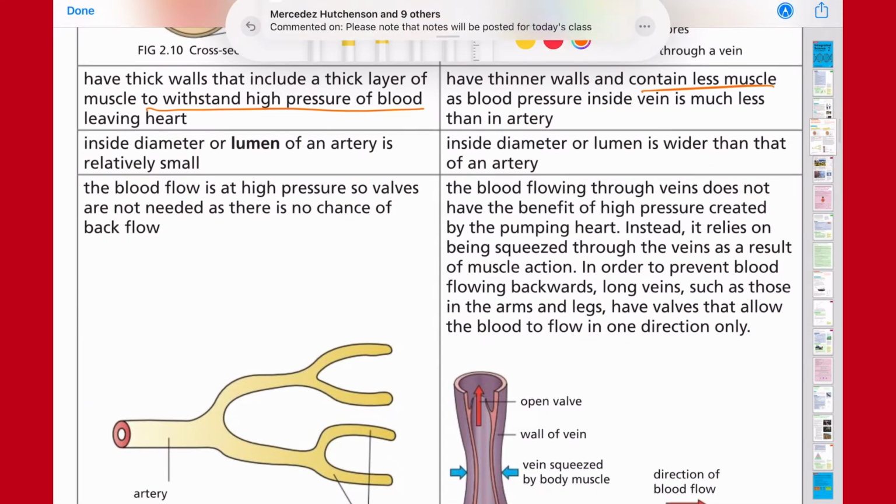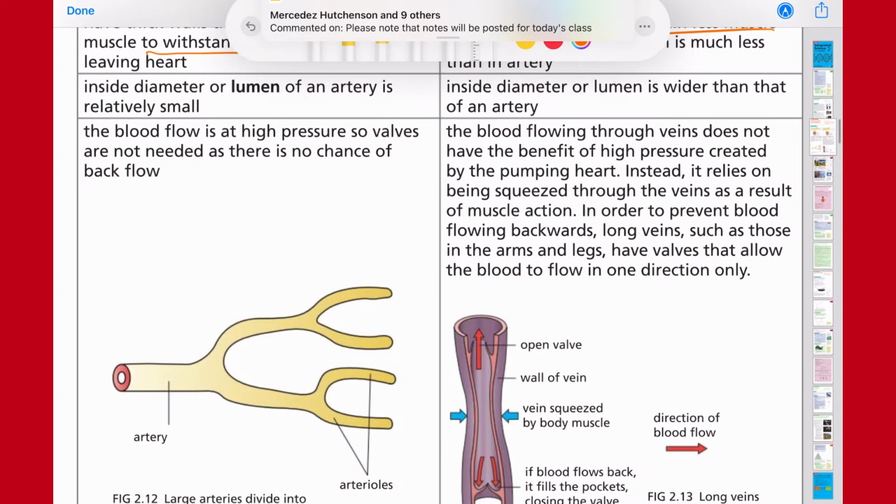The blood flowing through veins does not have the benefit of high pressure created by the pumping heart. Instead, it relies on being squeezed through the veins as a result of muscle action. In order to prevent blood from flowing backwards, long veins, such as those in the arms and legs, have valves that only allow blood to flow in one direction. So valves are not present in arteries, but they are present in specifically long veins.